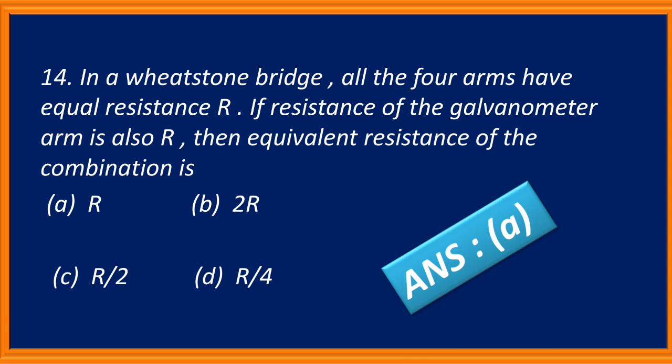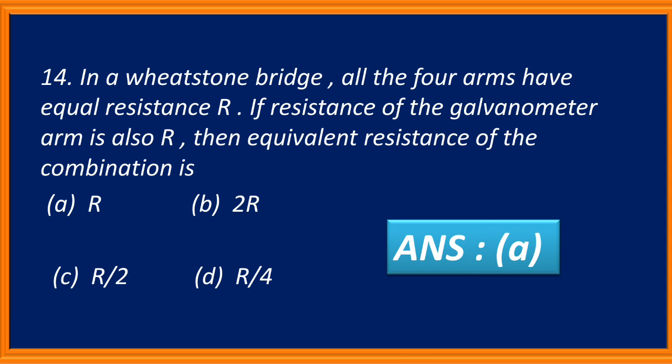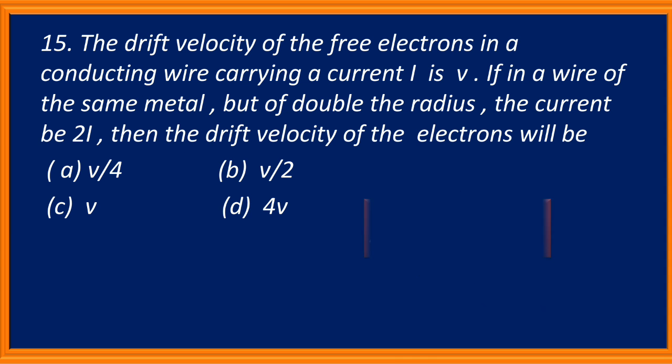Now question 14. In a Wheatstone bridge, all the 4 arms have equal resistance R. If resistance of the galvanometer arm is also R, then equivalent resistance of the combination is: option A R, option B 2R, option C R by 2, option D R by 4. Here your correct answer is A, that is R.